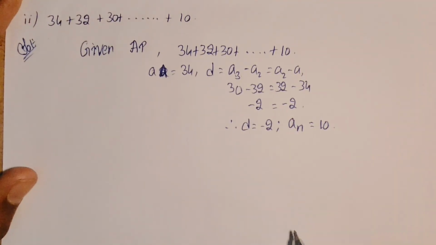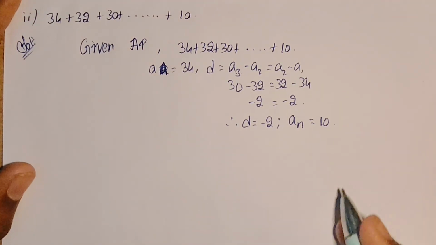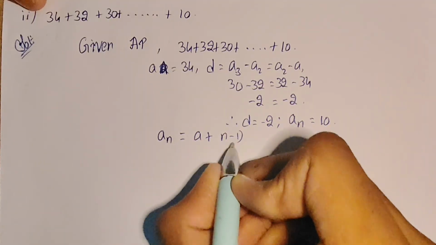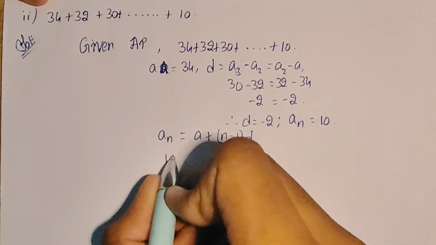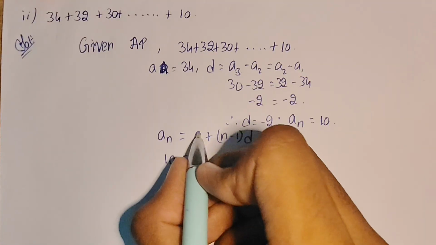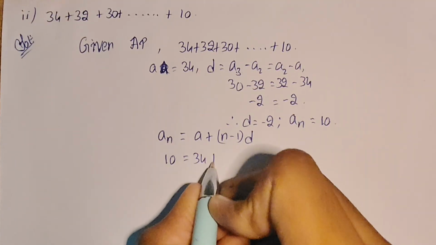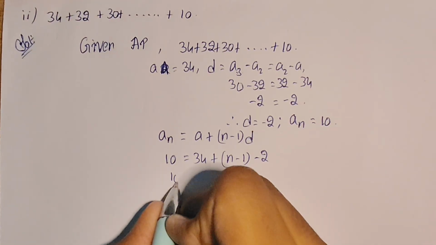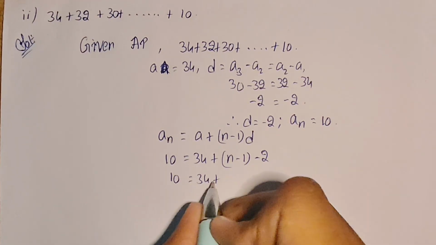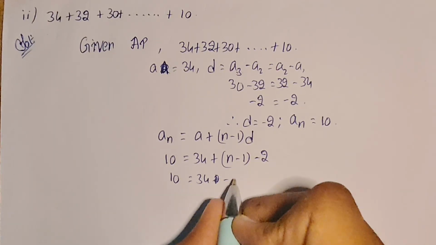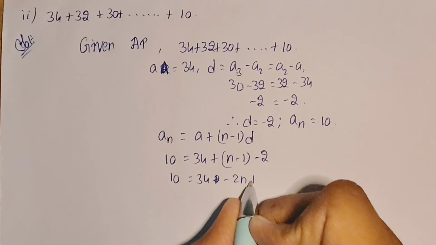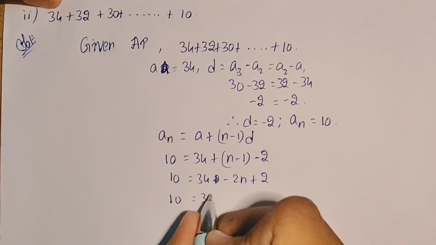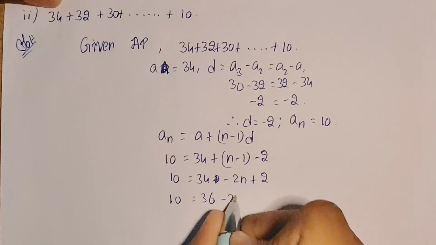To find the value of n, we have to use the formula a base n. So a base n equals a plus n minus 1 into d. a base n is 10, so 10 is equal to a is 34 plus n minus 1 into d is minus 2. So 10 is equal to 34 plus, minus 2 into n is minus 2n, minus into minus is plus 2. So 10 is equal to 34 plus 2, 36, minus 2n.